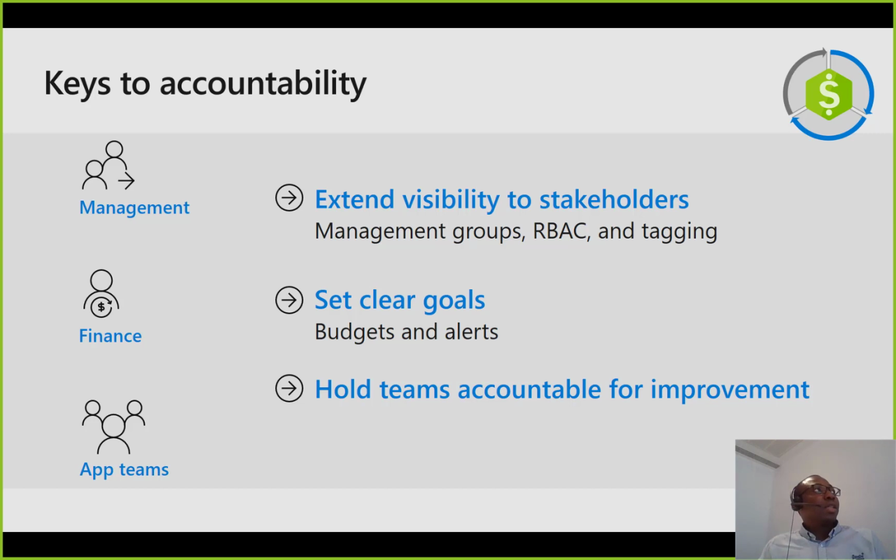So keys to accountability. Very important. You want to extend visibility to stakeholders. That's the part of the alerts in terms of the budget. Right? You also want to set clear goals in terms of what your budget and your alerts are, and then you want people to be accountable for that. That's where your action groups come in.